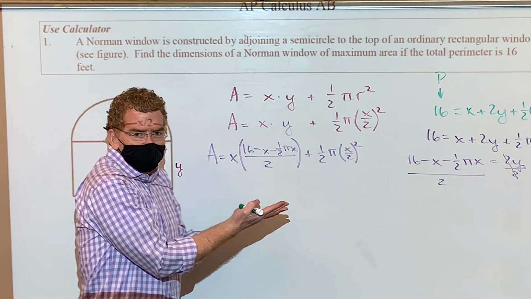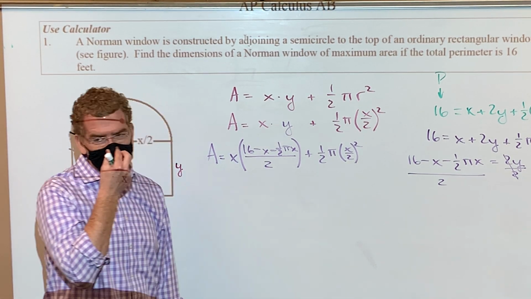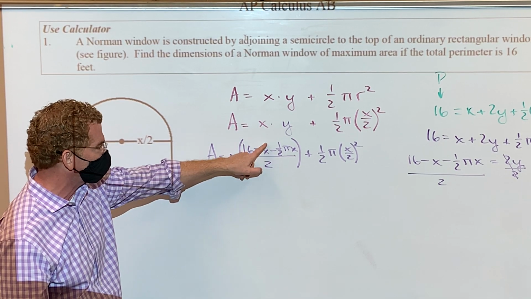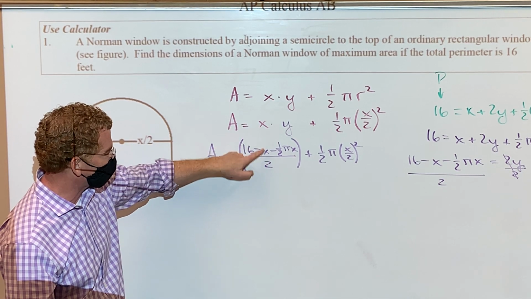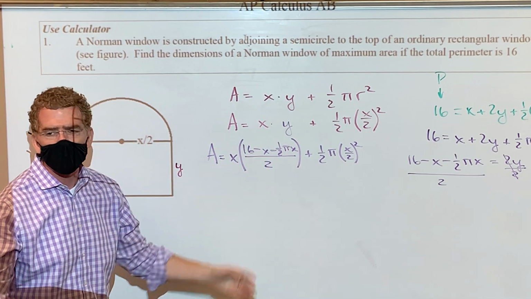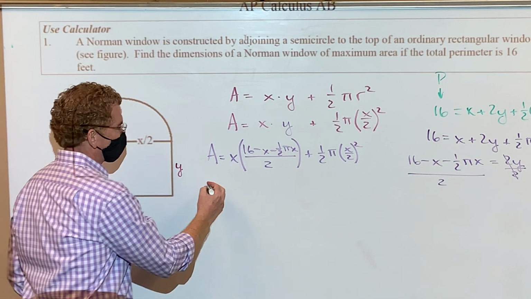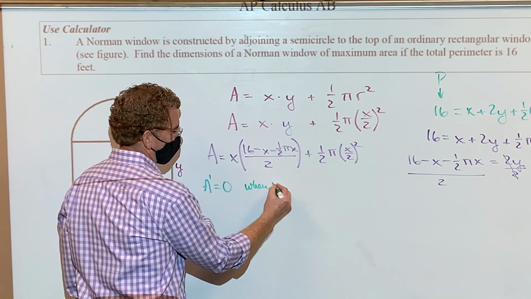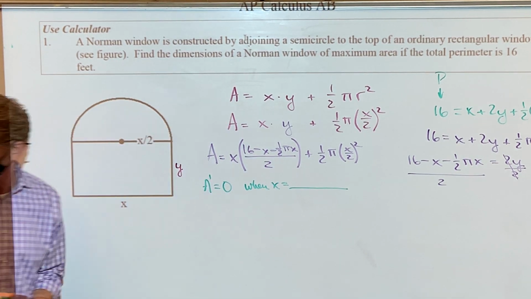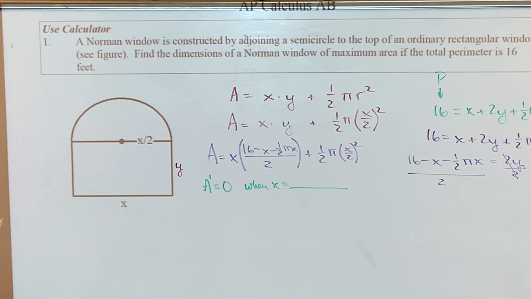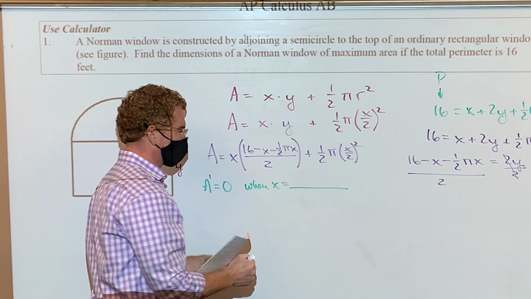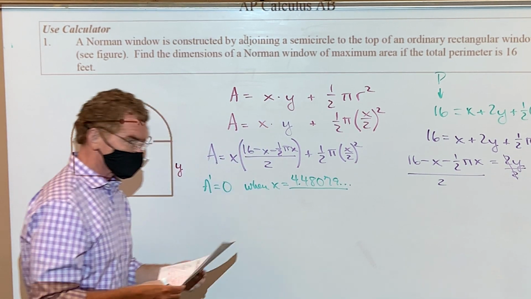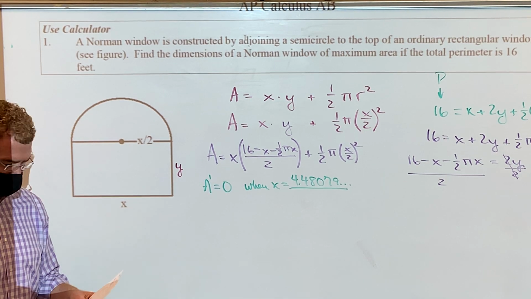And I can't see it. You know, if you type that in your calculator, it's just not worth the risk. Same thing here. I could divide each of these by 2 and get 8 minus a half x minus a fourth pi x. But why? Type it in like this. Then you can just say, all right, the derivative of A equals 0 when x equals blank. And I believe you get 4.48-ish, 079. Do that and just check and make sure you're good.